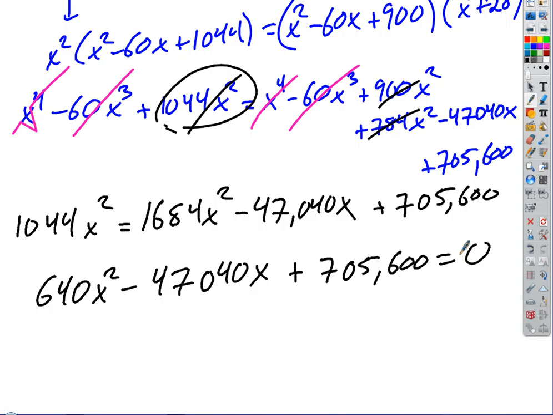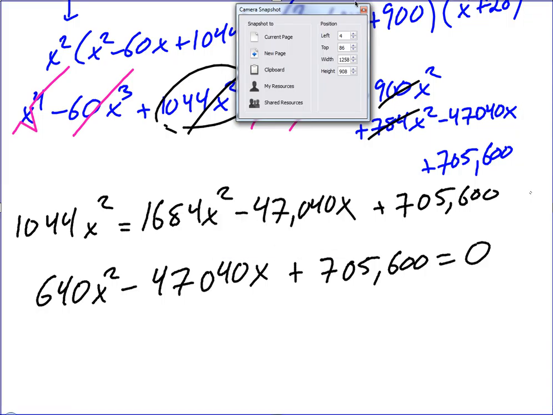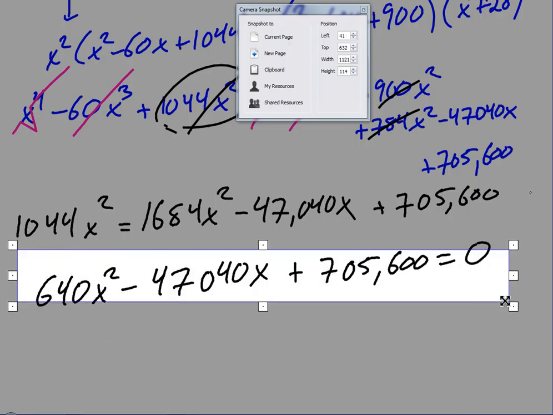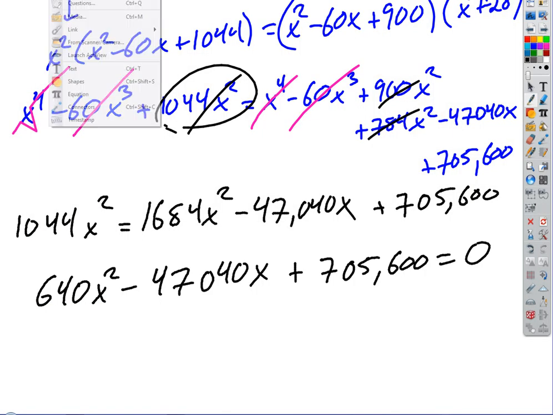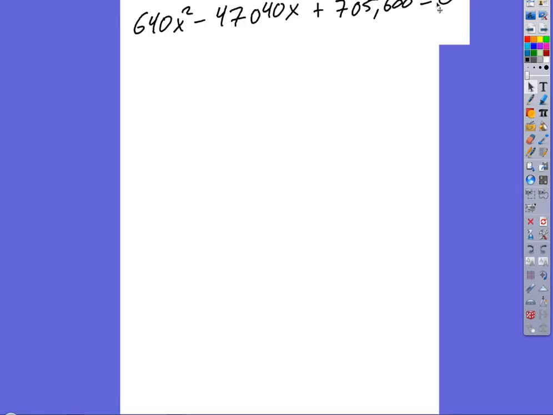I'm kind of hoping that all those numbers are divisible by 640. Let's just try it and see. Is 47,040 divisible by 640? No. Called it. Oh, they can all divide by 10. Divide by 10. Oh crap. All right, this is fantastic math right here. So we're going on page 45. That's the way it sometimes goes.